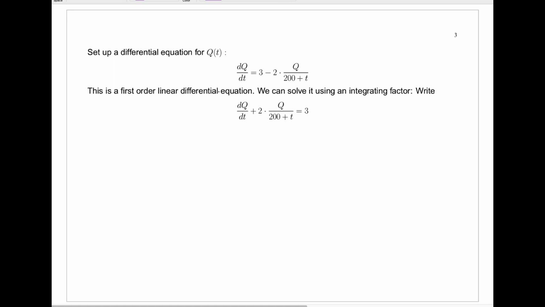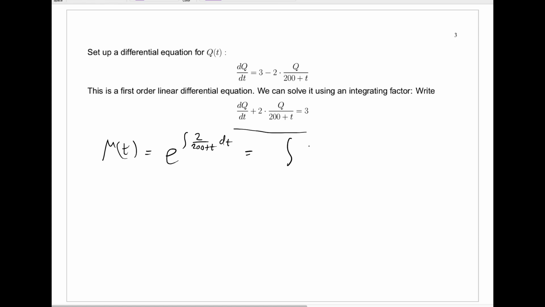So here's the differential equation that we set up. In order to solve it as a first-order differential equation, we're going to use an integrating factor. So we're going to write the differential equation in the standard form for the use of an integrating factor. What will that integrating factor be? The integrating factor will be e to the integral of p of t. That's the integral of the coefficient on Q here. That's the integral of 2 over 200 plus t dt.